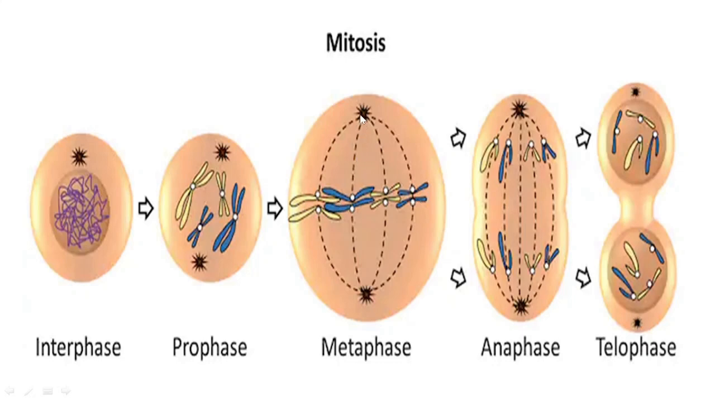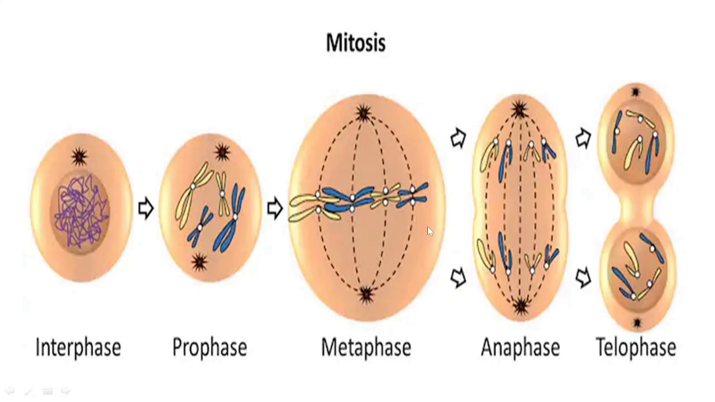Then here the centrioles will give rise to some fiber-like structures, which are known as spindle fibers. Now the spindle fibers will pull away the chromatids of each pair. The chromatids will separate out, move towards the two sides, and then there will be reformation of the nuclear membrane. That is interphase, prophase, metaphase, anaphase and telophase.